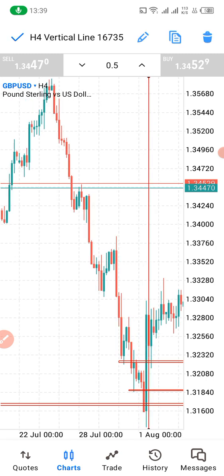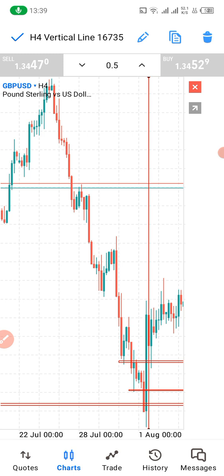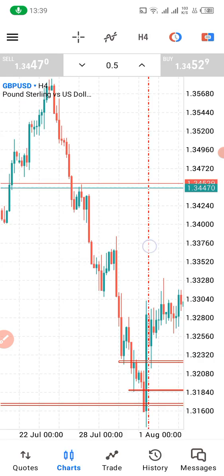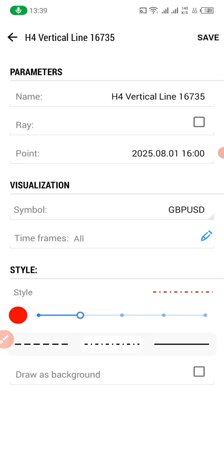Okay. So when you put a line on that candle, what do you actually want to do? Okay, let me edit this line. All right. So what you want to do is change the color to black.